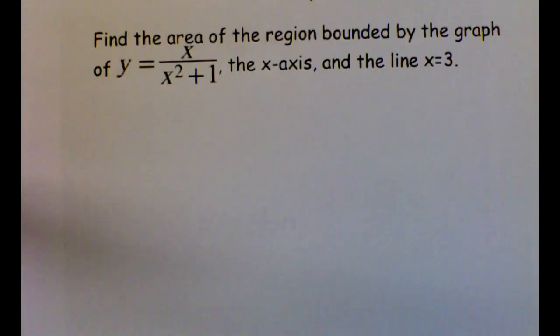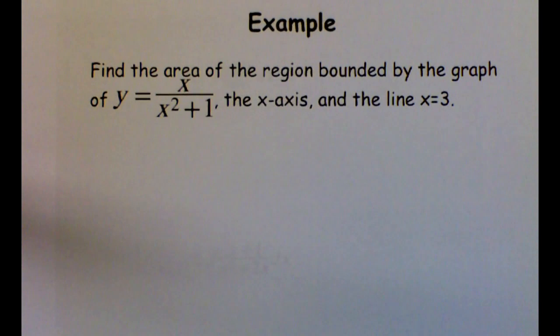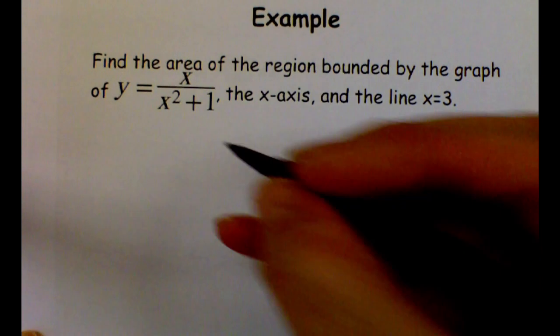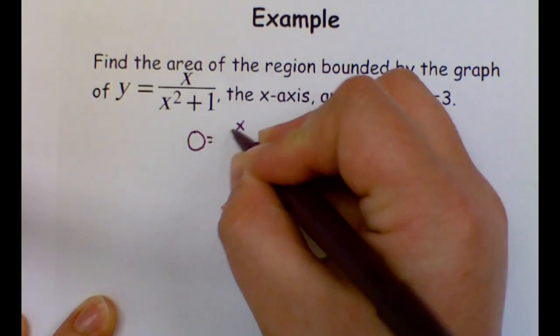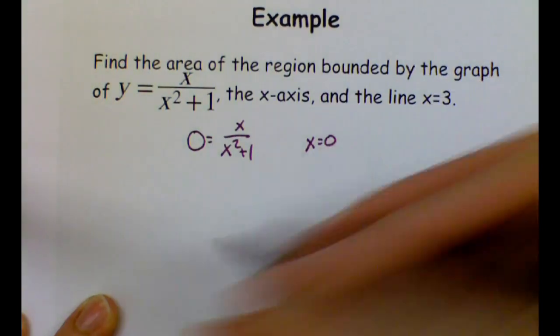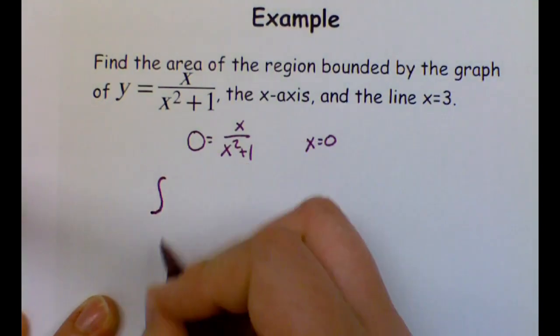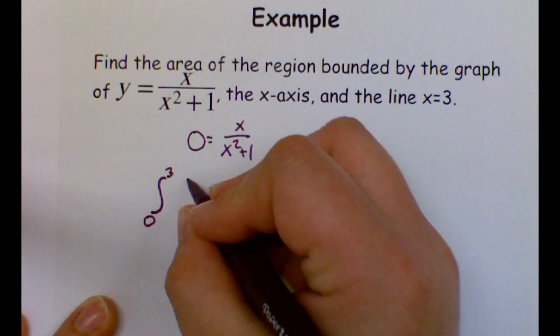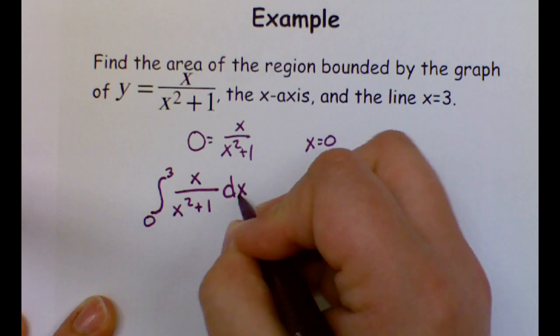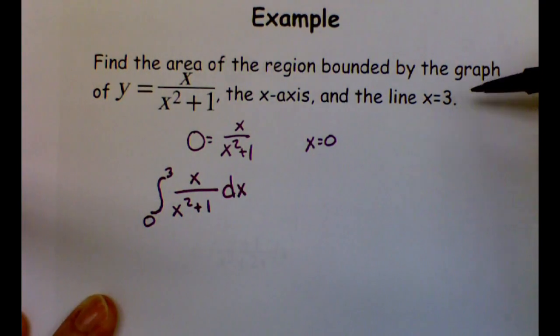Let's find the area of the region bounded by the graph of this function, the x-axis, and the line x equals 3. So we want to figure out actually where it crosses the x-axis to know where we start. So where is this function equal to 0? Well, that's a pretty straightforward one, when x is 0. So we're going to find the antiderivative from 0 to 3 of x over x squared plus 1 dx. That's what this is a fancy way of saying.